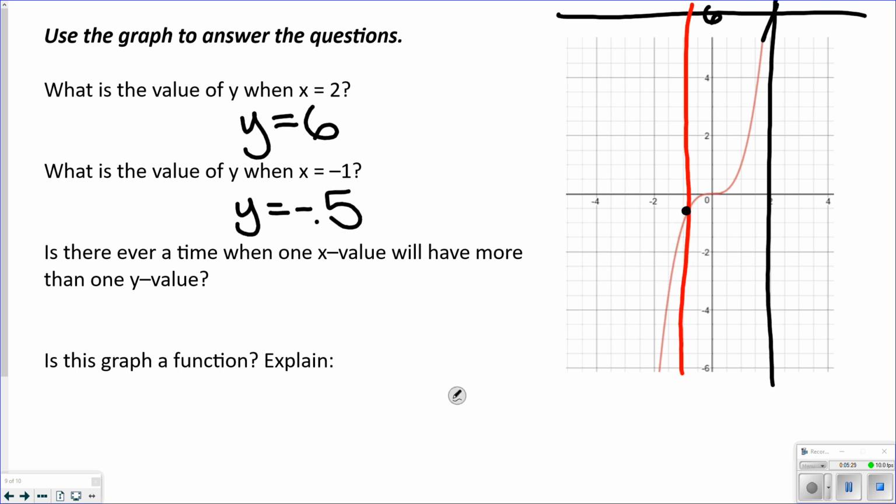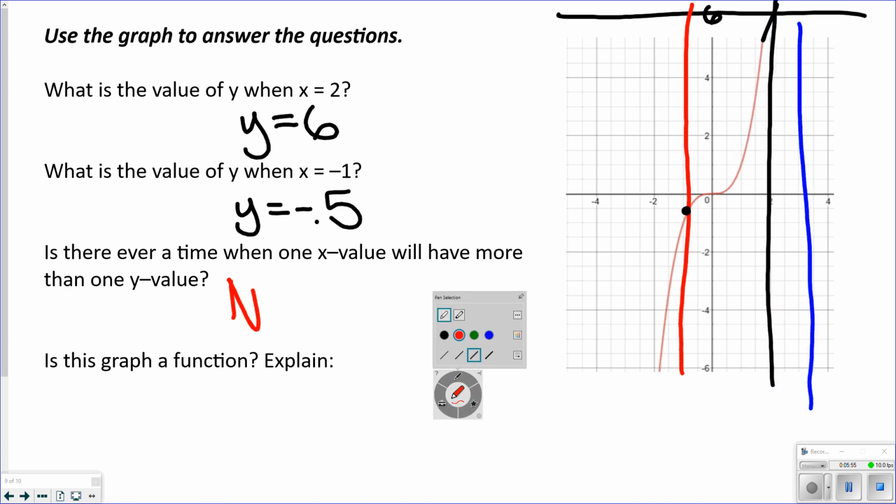Is there ever a time when one x value will have more than one y value? So basically, I'm asking you guys, does it pass the vertical line test? So to do that, let's draw a vertical line. And then let's just look and see. So, no, looks like we are good to go. It is only touching in one spot. So we would say, no, it is not touching in more than one spot.